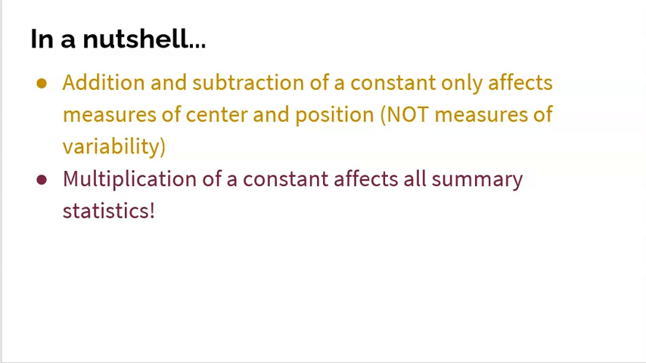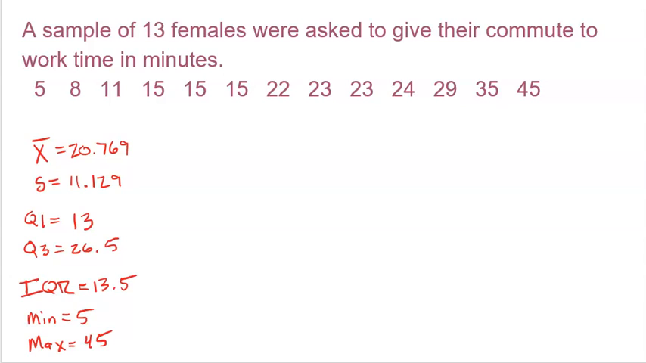Multiplication affects everybody. So let's go back to the data set that we've looked at already a couple times. These are the 13 commute times of 13 women. And we already have all the data that we got here. So we got the mean, standard deviation, Q1, Q3, IQR is Q3 minus Q1, min, max. I actually forgot to write down the median. The median, I believe, was 22. So I'll squeeze that in here.